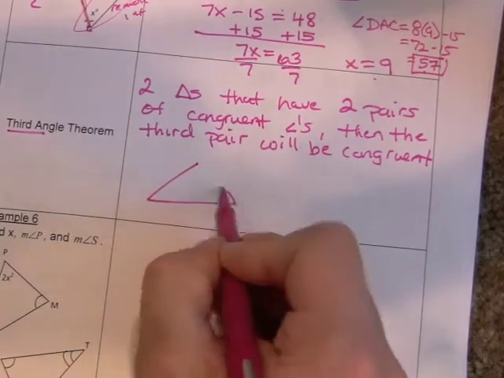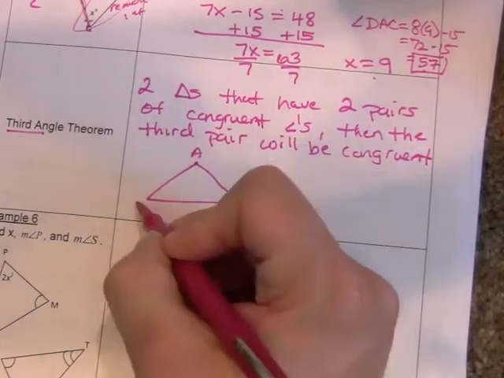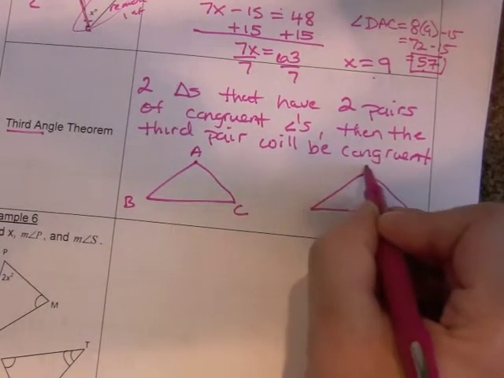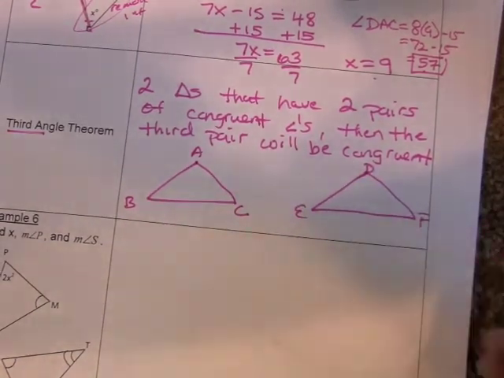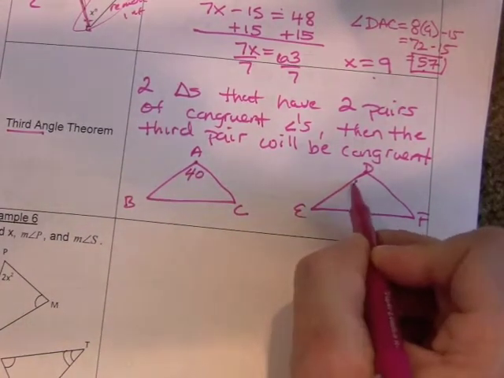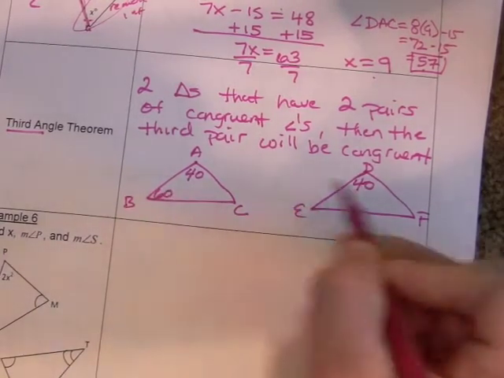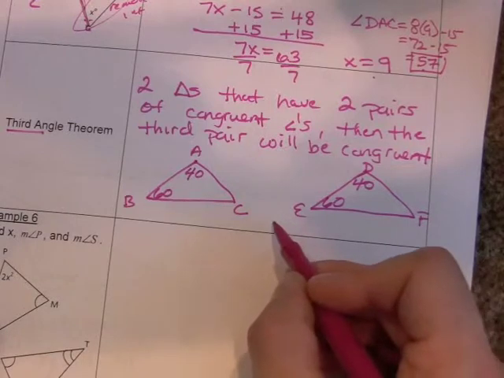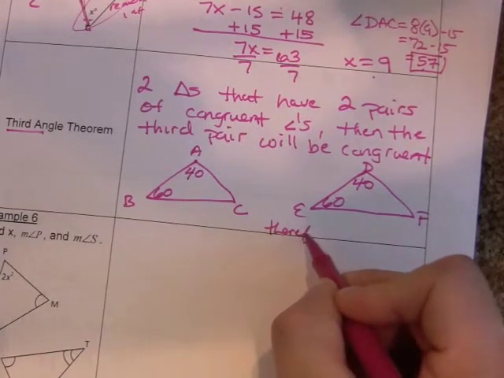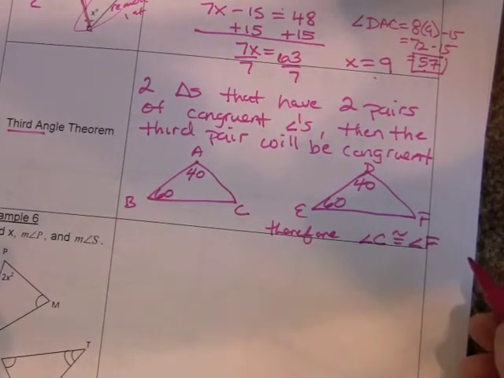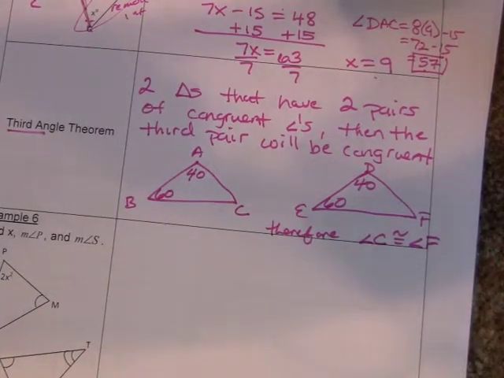So as a drawing here, and then I'll prove it. Say we have triangle ABC and triangle DEF, and A is 40, D is 40, B is 60, E is 60. This is going to say, therefore, angle C is congruent to angle F. And that's got to make sense because the triangle sum theorem will prove it.